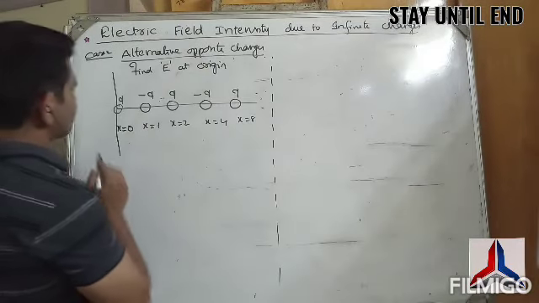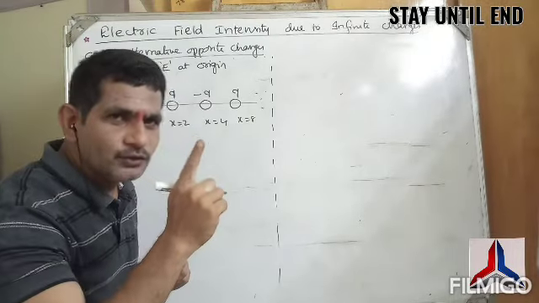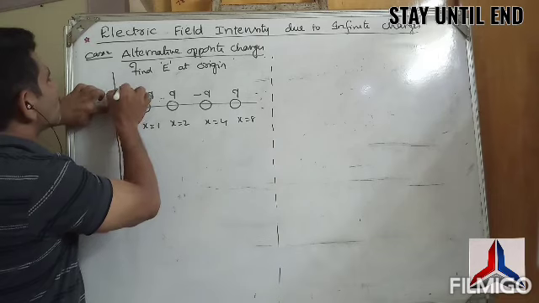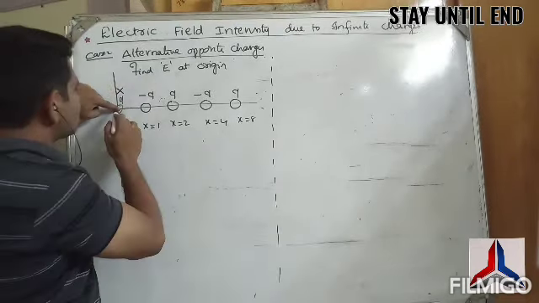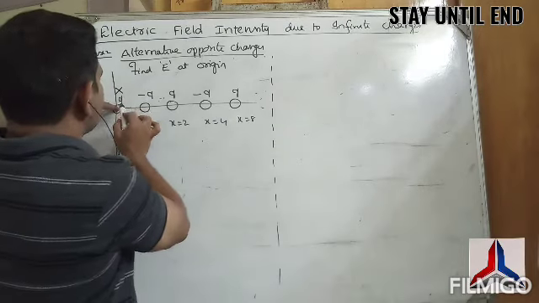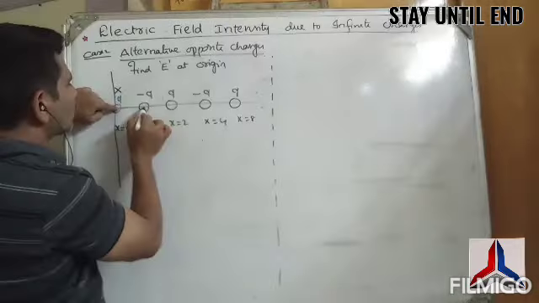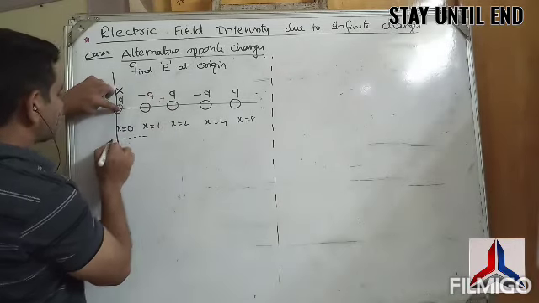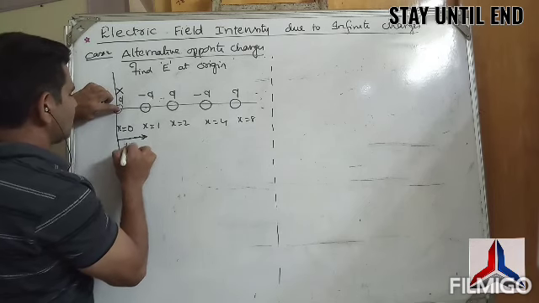So the question is that you have to find the electric field intensity. And once again I explain the fundamental. This charge at this point cannot produce electric field. Am I right or wrong? This charge cannot produce electric field at this point. Now leave it. We go to this charge. This charge is at what distance? One distance. So it can produce electric field intensity in this direction.